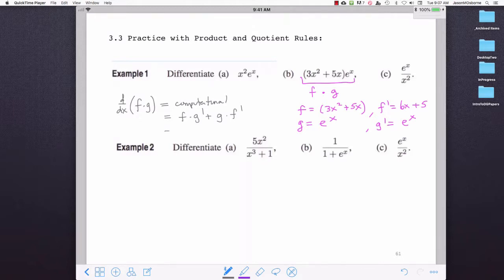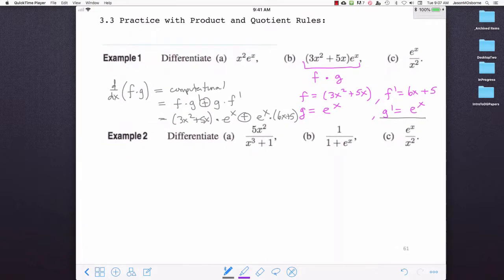And f is equal to 3x squared plus 5x. g prime is e to the x. I'm seeing that here in my little table. And then I'll put the plus sign, which is here. g is equal to e to the x, and then I'll multiply by f prime, which is 6x plus 5. And we're going to call that problem done.